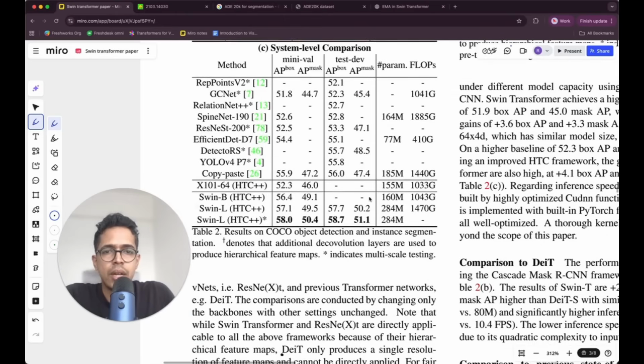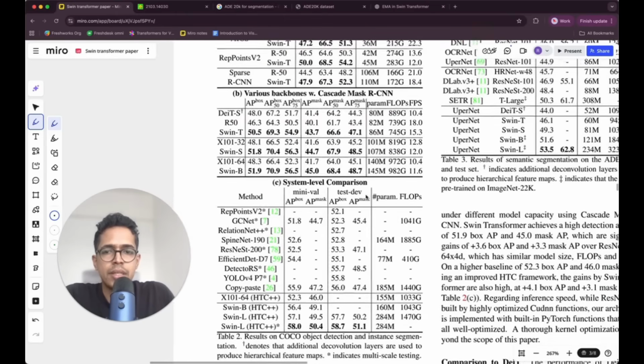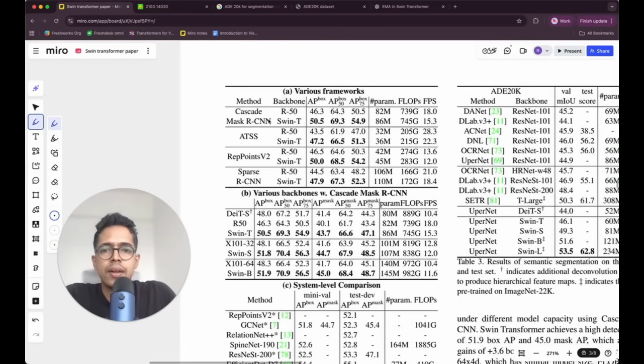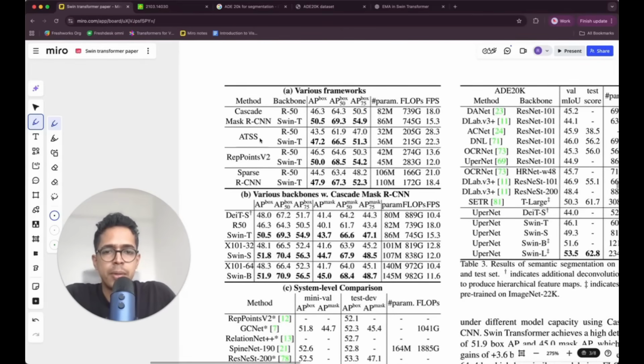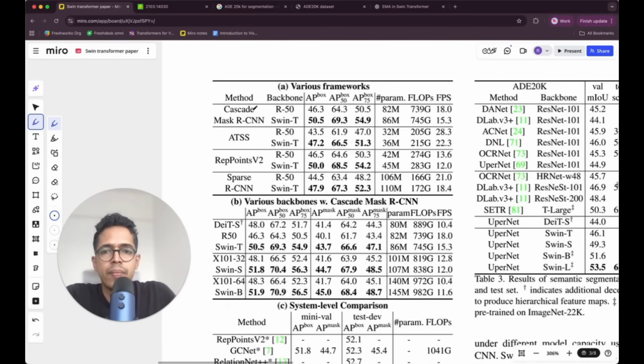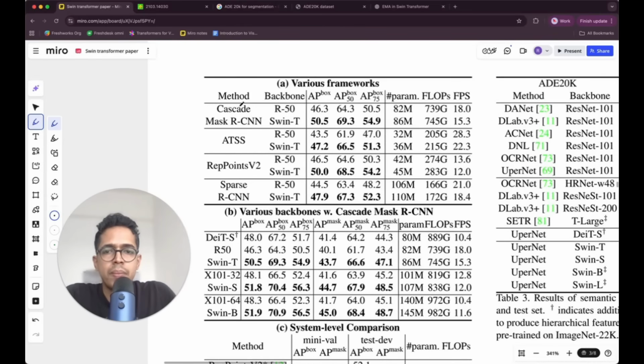So now there are a bunch of tables here which show the accuracy comparing the method used in this paper, which is Swin Transformer, and the rest of the papers. So here there are various frameworks compared. The method is Cascade Mask RCNN in this case, and the backbone is ResNet 50 versus Swin Transformer, or I don't know if this is ResNet 50 or RCNN. Here Swin Transformer has 50.5.